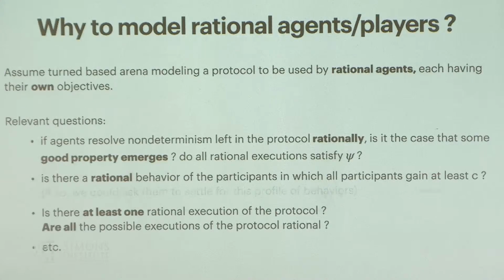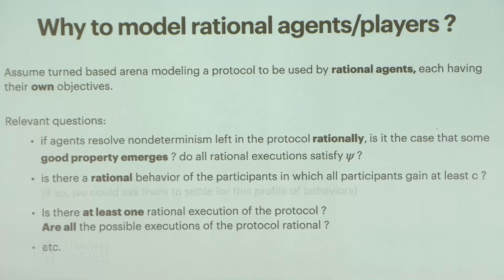Okay, so now why do we want to model rational agents? It's because when you have an arena like the one I have shown that is modeling, say, a protocol used by agents that are rational, so they have their own objectives, then you can ask questions like: what happens if agents resolve the non-determinism that is left in the protocol rationally? Is it the case that some good property will emerge for sure? Okay, so do all rational executions satisfy some specification?